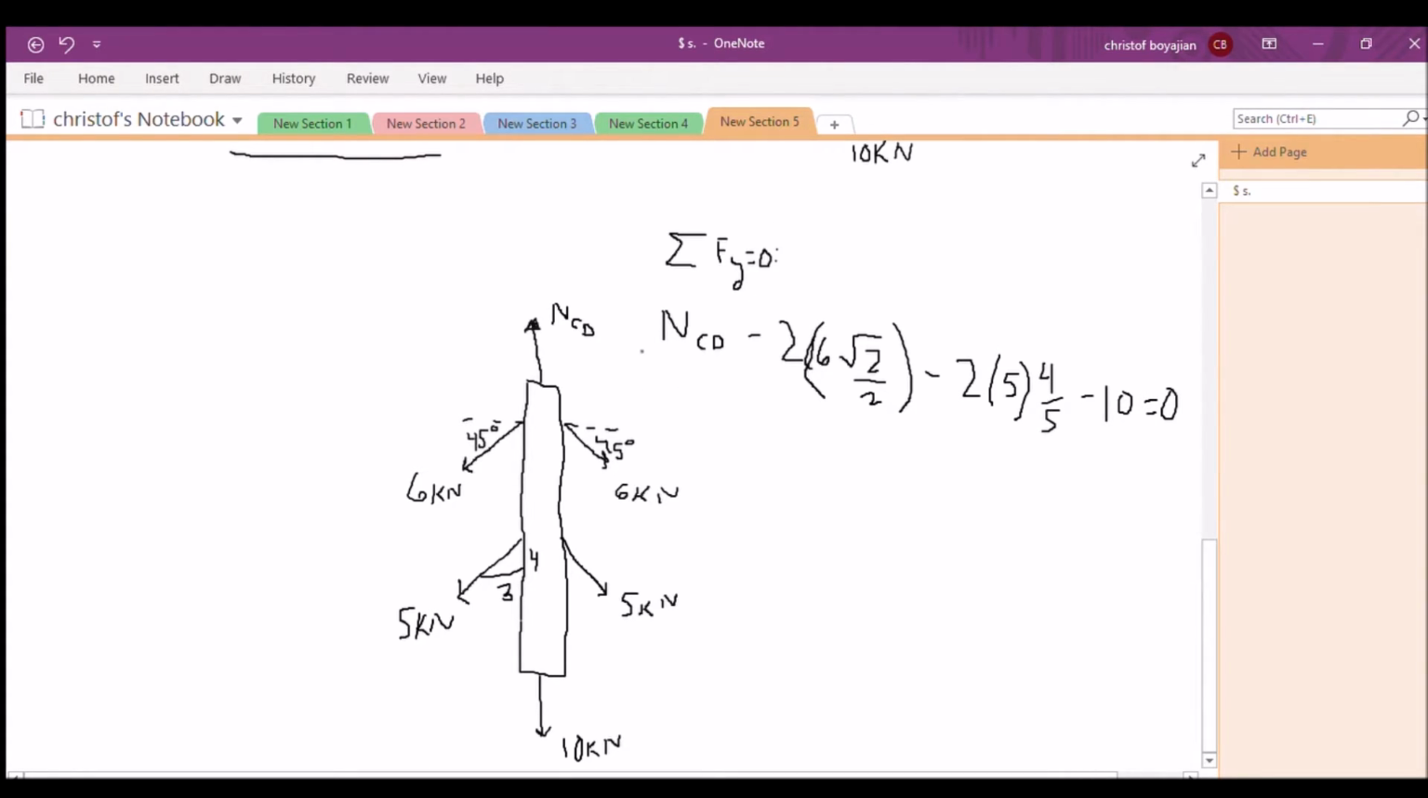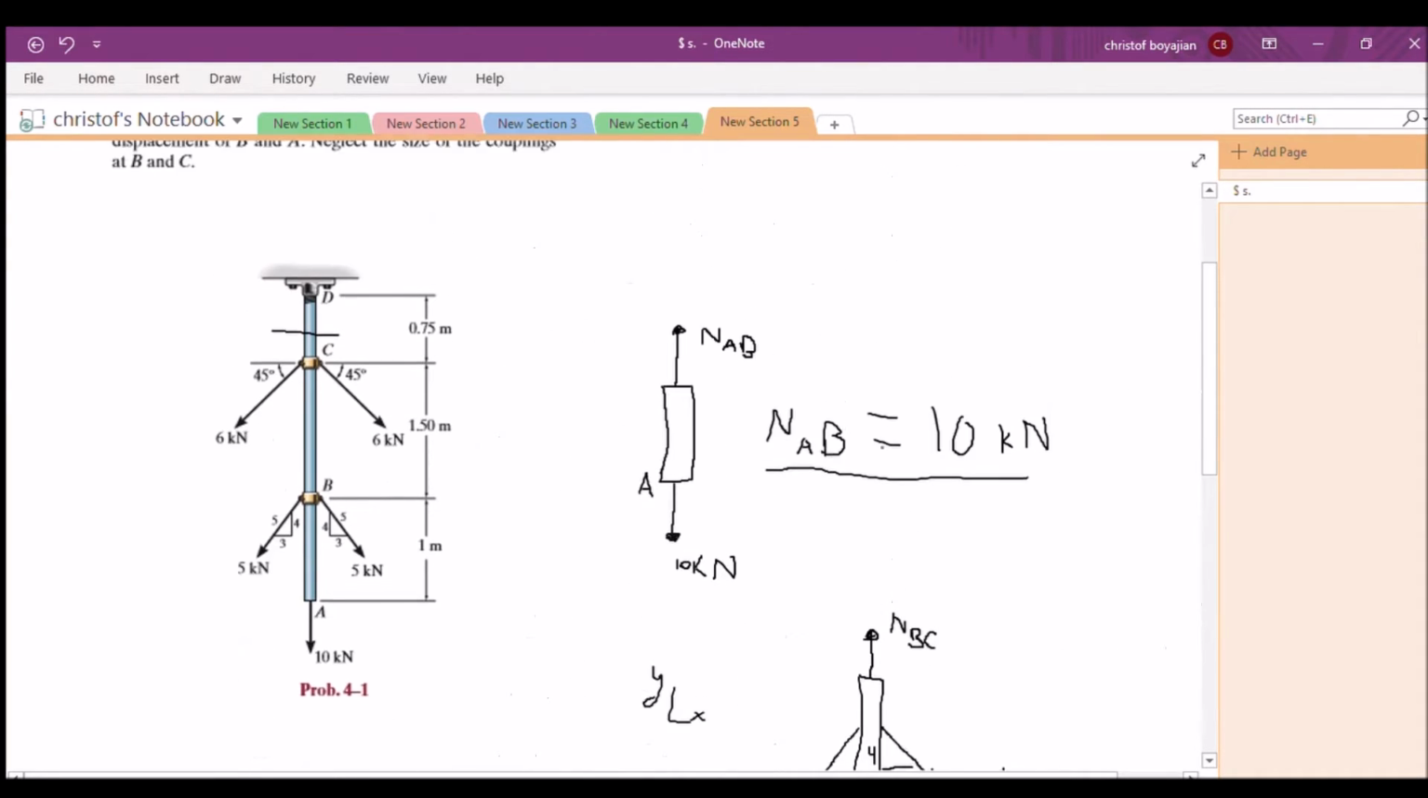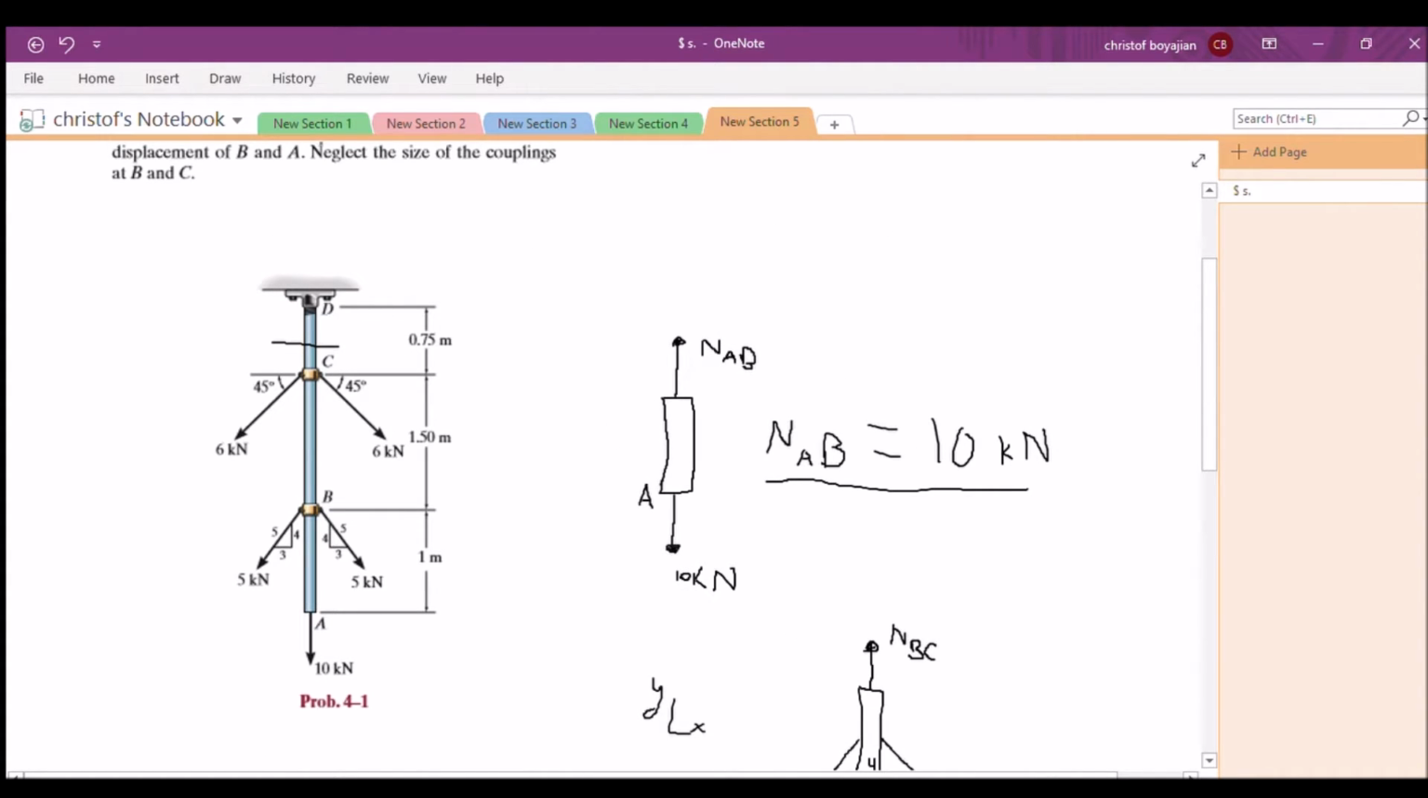All right, so now we're going to solve for NCD. If we solve for that algebraically, we should get that NCD is equal to 26.485 kilonewtons. All right. Just taking a step back, we have solved for all the internal loadings across this rod.